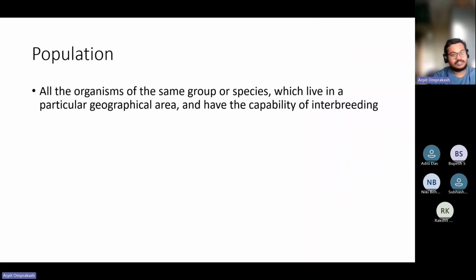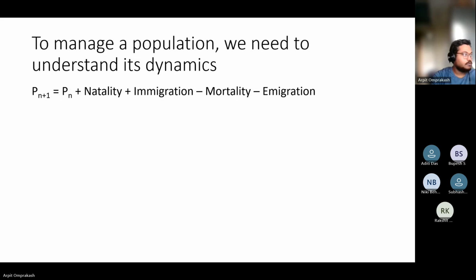First we'll start with the basics. What is a population? All animals of the same group of species which live in a particular geographical area and have the capability of interbreeding is termed as a population. We have been looking at this definition for quite some time, and I think all of you are familiar with this by now. So for example, we have population of humans, and population of animals like deer, tiger, sambar, cheetal, monkeys.